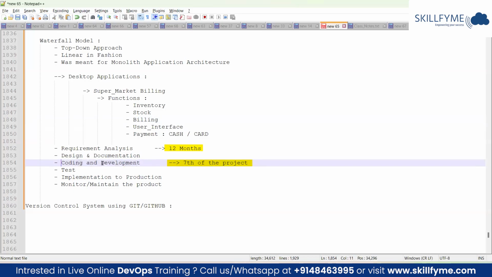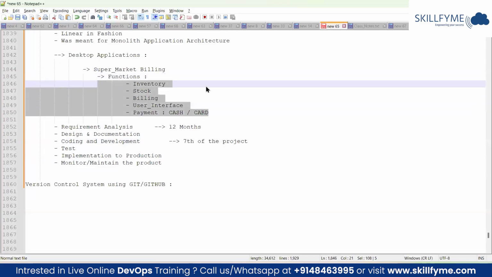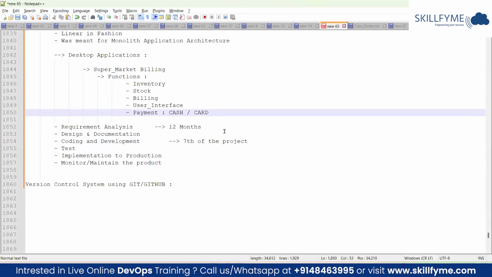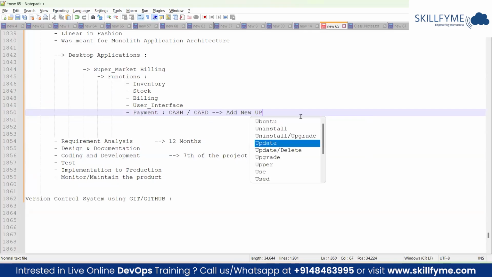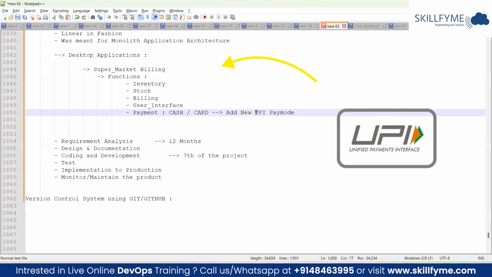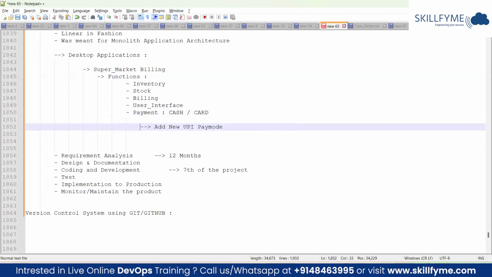So while you are developing your code in the 7th month of the project, the customer wants to add more features to the project. Say, for example, already we have identified 5 or 6 functionalities, like cash and card. Now, the customer wants to have one more new feature while you are in progress. They want to add a new feature, what they call UPI payment mode. They want to introduce this feature as part of this design. This is the new requirement. It is not part of the initial analysis. It is not the initial requirement. This is something the customer wanted to implement in between.